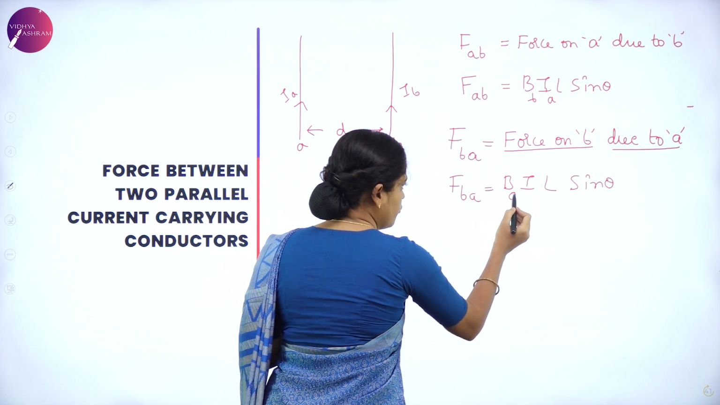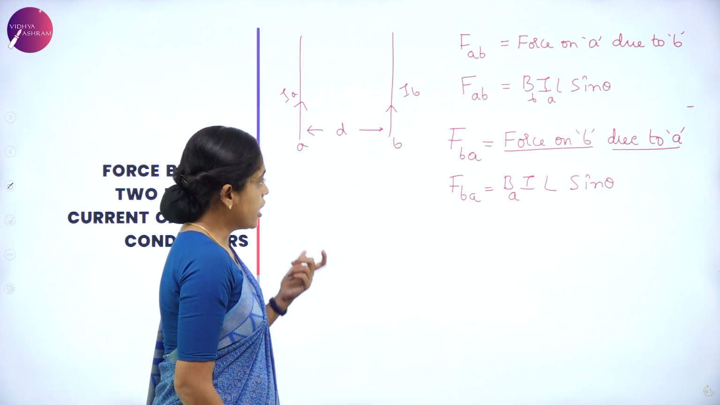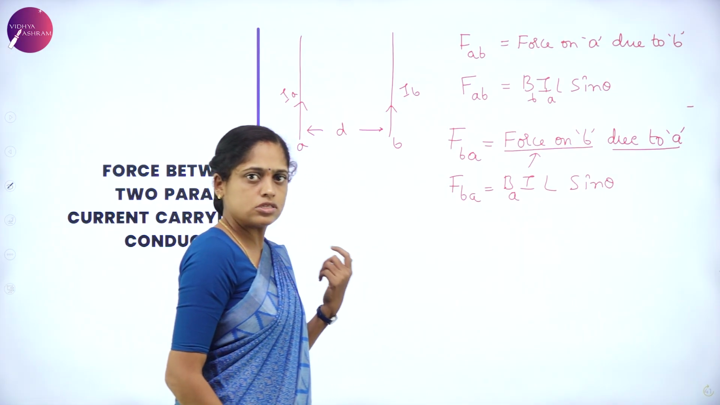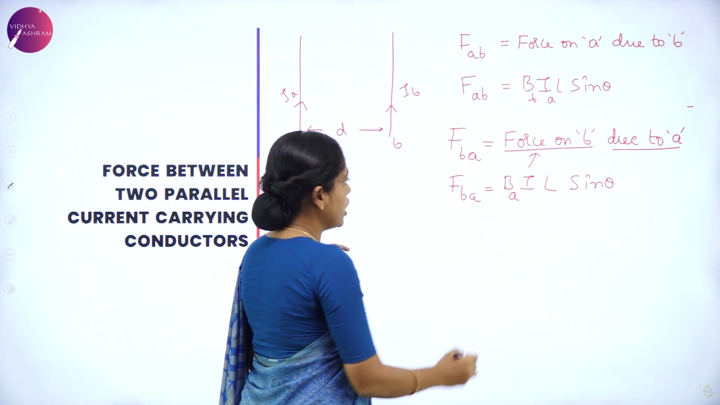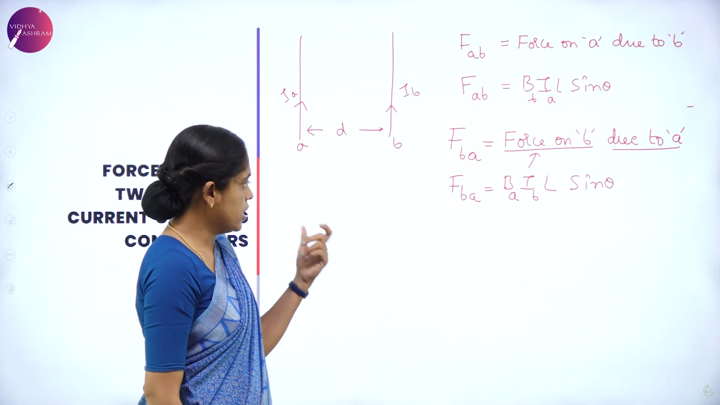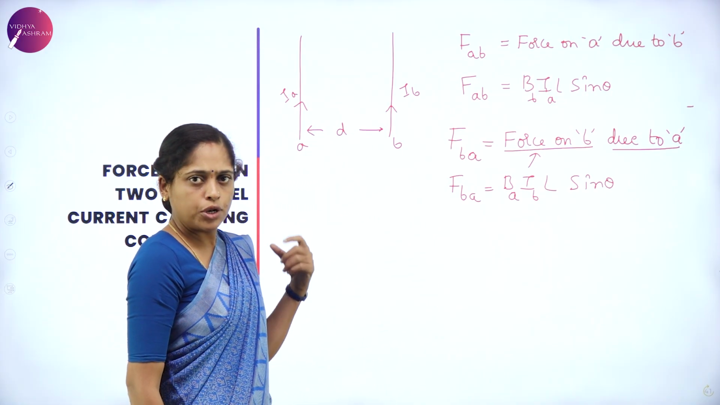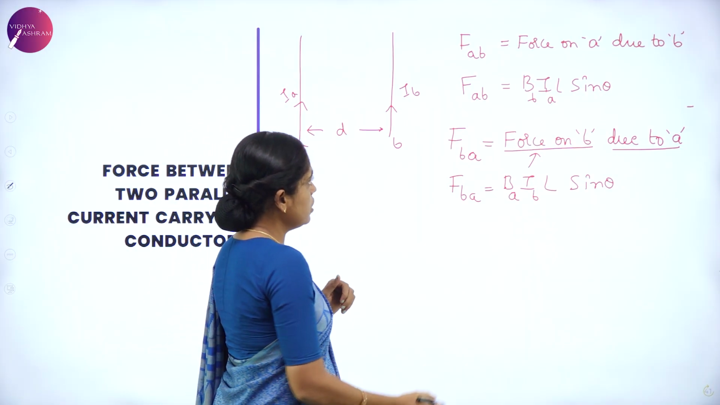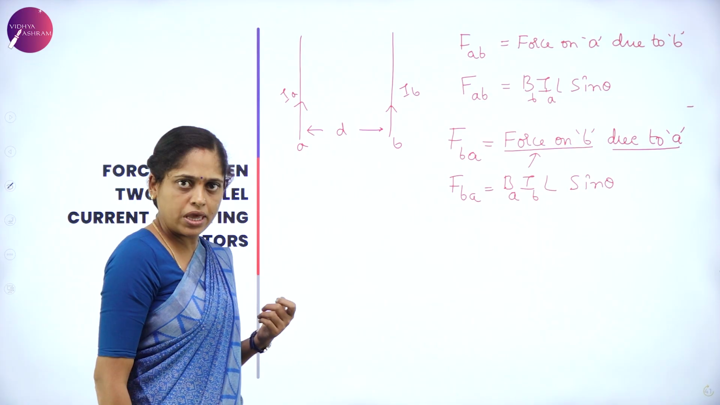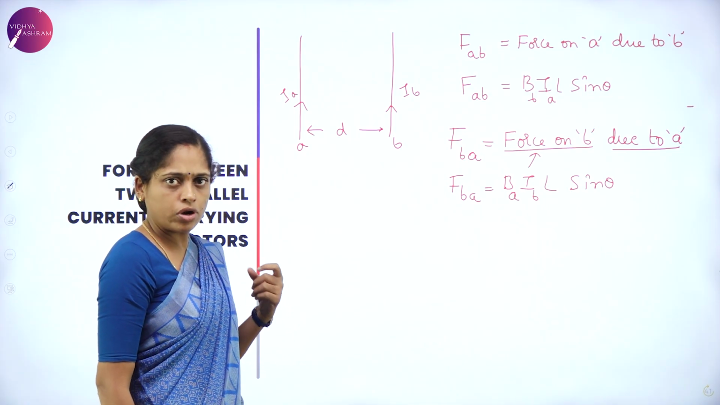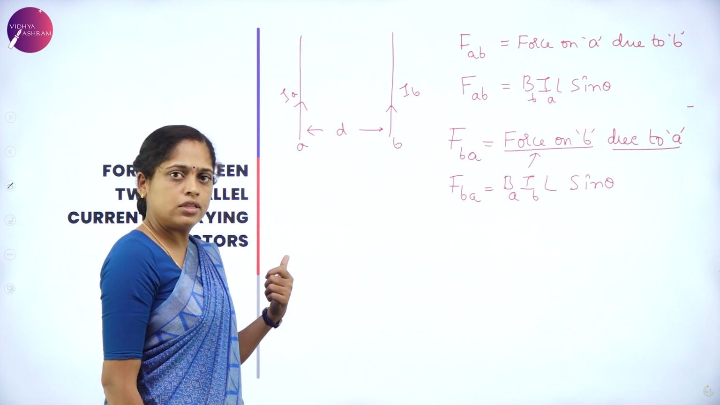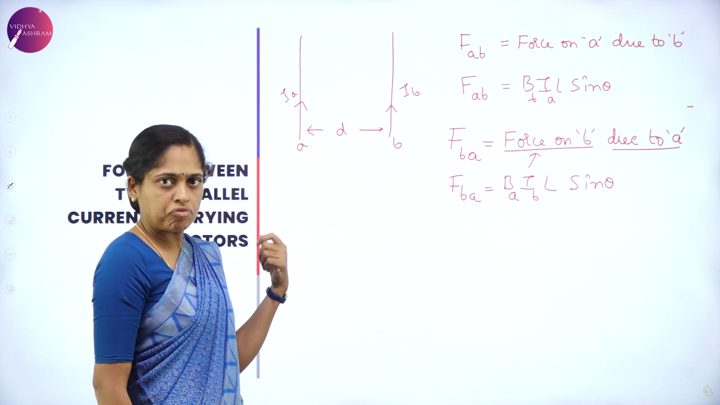So the magnetic field of A and the current in the other wire, only then is there a force on B. So the current in wire B, times L sin theta, gives the force on B due to A. Now in these two expressions, we have to find the magnetic field around B and around A. You know the magnetic field around B and A from the expression that we have derived.